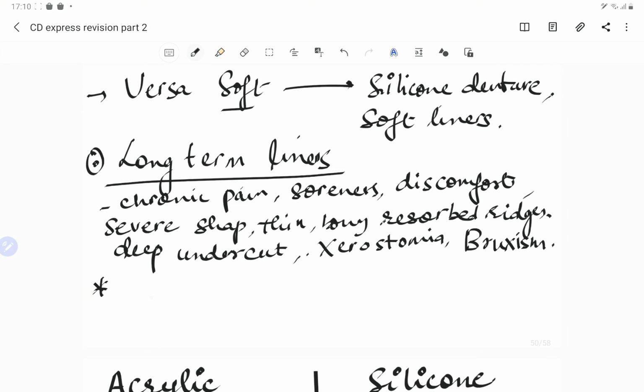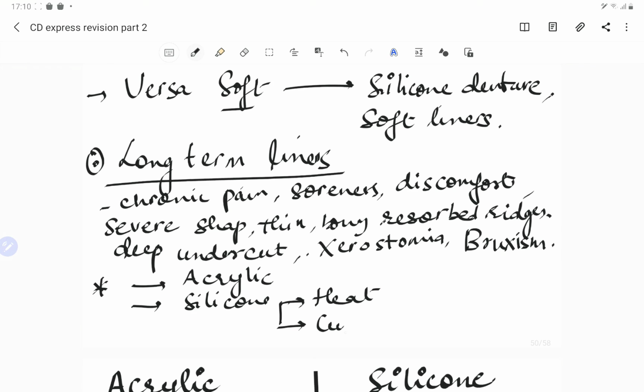The material for long term liners can be acrylic, which is plasticized, or it can be silicone material. Again, silicone material can be heat cured or chemically cured, like how we have acrylic, heat cured or chemically cured. See, in both of these materials, the acrylic and the silicone material, the initiator is benzoyl peroxide.